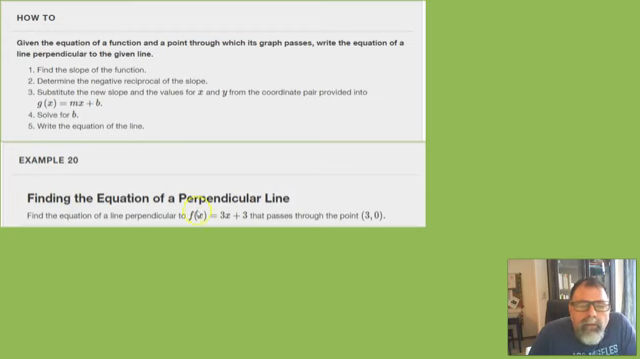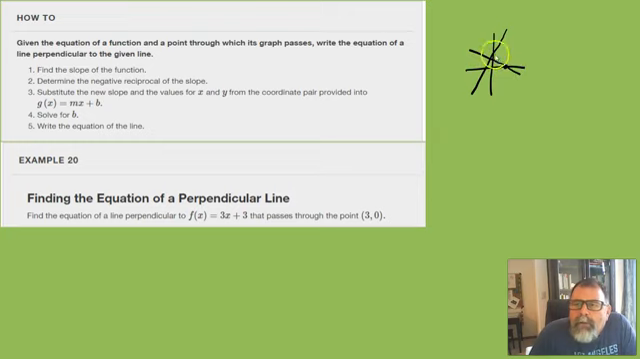Example 20, finding the equation of a perpendicular line. Find the equation of a line perpendicular to f of x equals 3x plus 3. So again, we want it to be perpendicular. 3x plus 3 would be something like this. Perpendicular through the point 3, 0. So the same point, so we want to figure out what that line is.